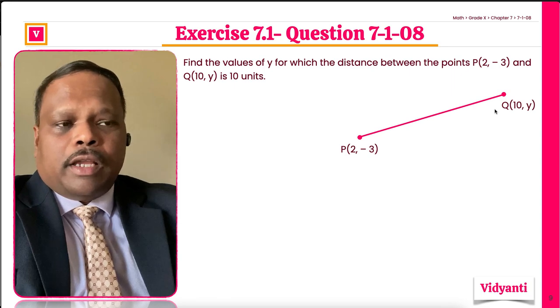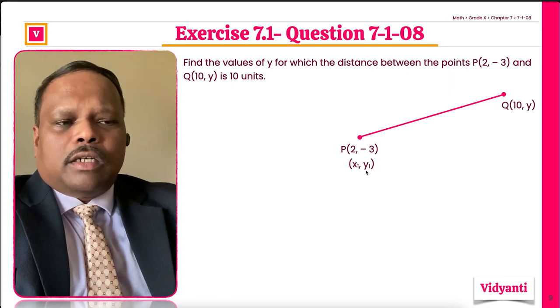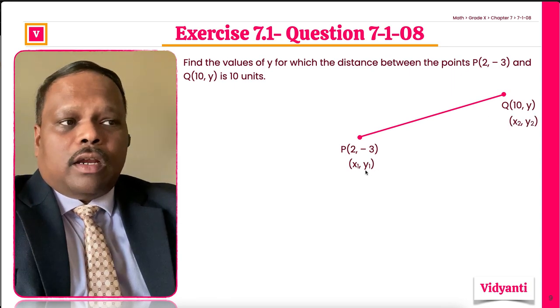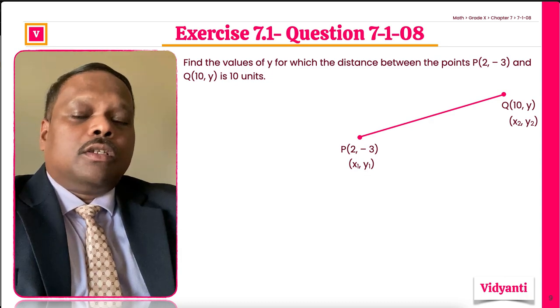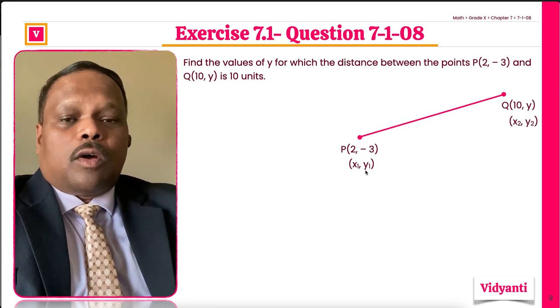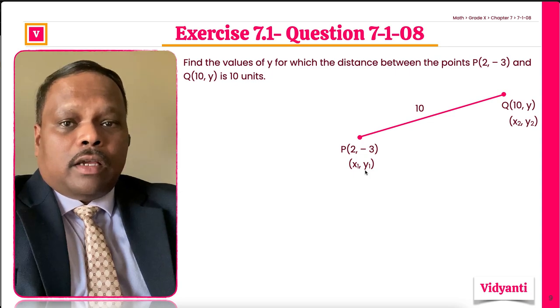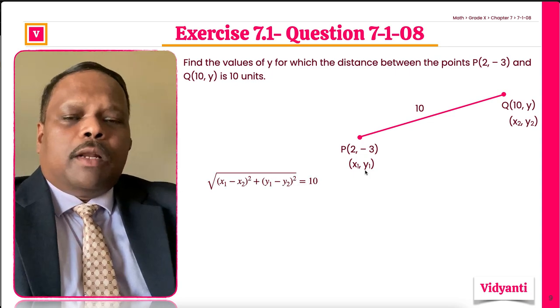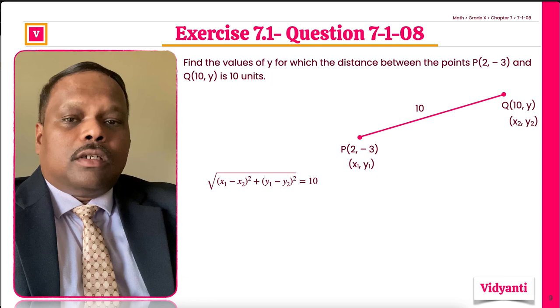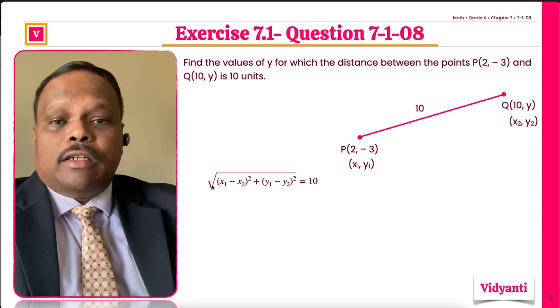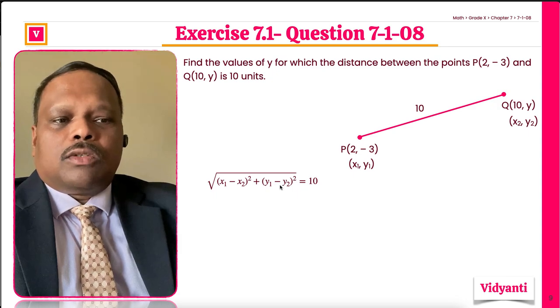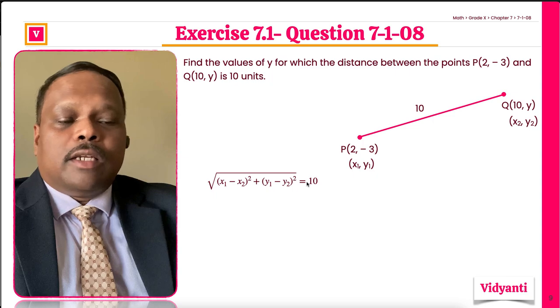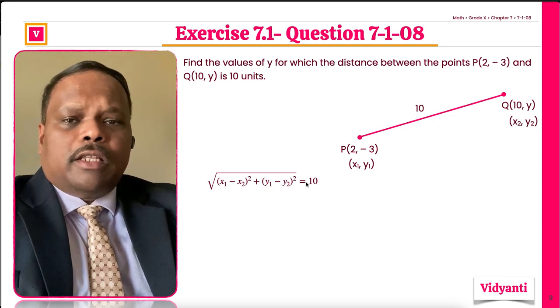Let's draw a straight line, and let's consider this point as (x1, y1) and (x2, y2). Why? Because this is how the distance formula is supposed to be, and the distance is given as 10 units. Let's plug in the values in the distance formula. We know that the distance formula is the square root of (x1 minus x2) the whole square plus (y1 minus y2) the whole square. So that distance has been given as 10 units. Let's plug in the values.